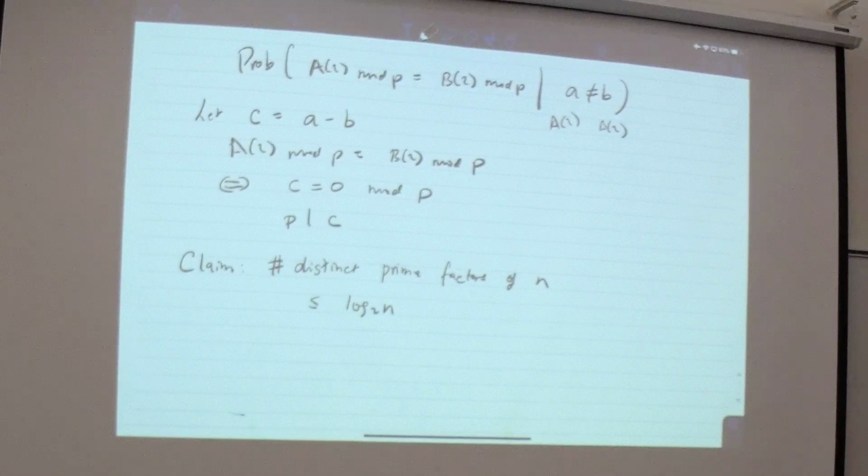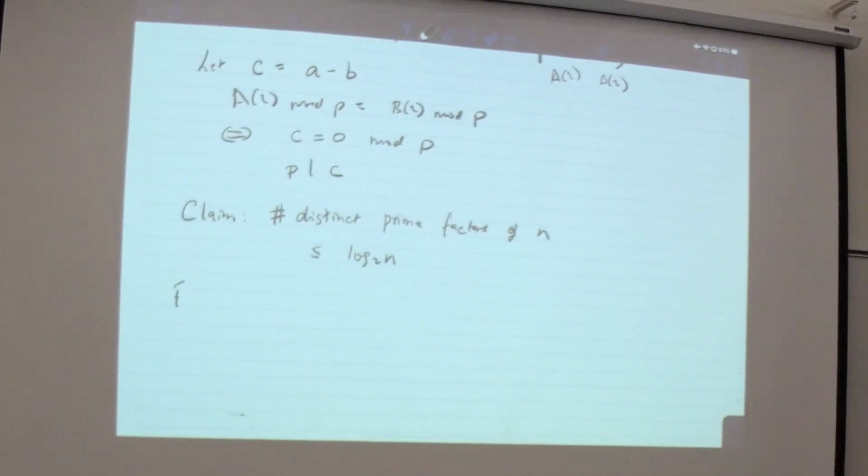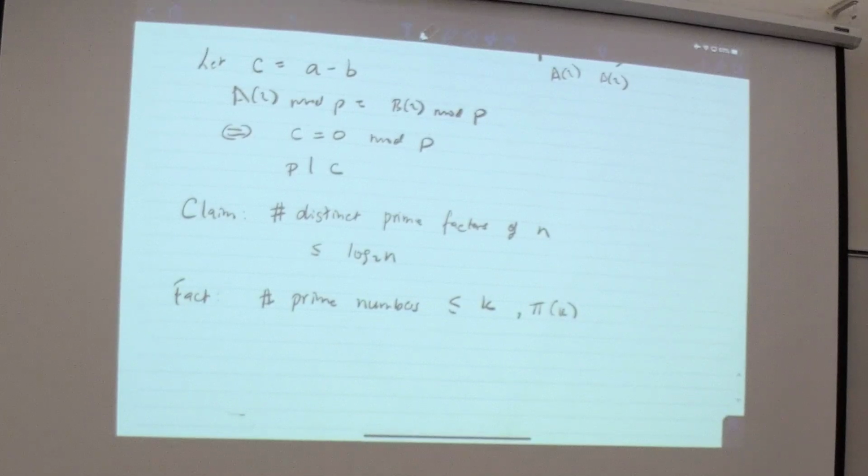Another thing that you may not know is the number of prime numbers less than or equal to k. We'll denote this as pi of k. So we know that pi of k asymptotically, you know what this is? What's the fraction of prime numbers in the range from 1 to k?